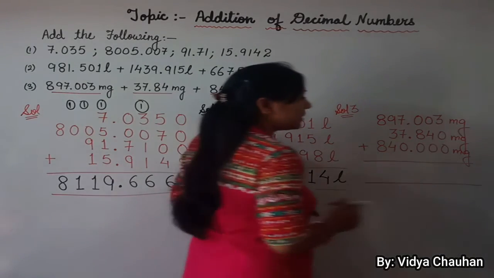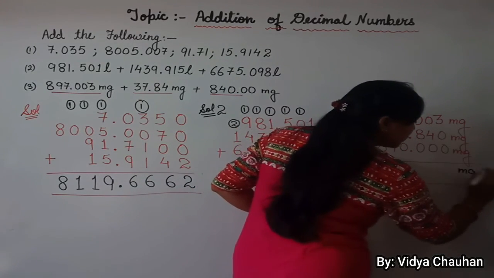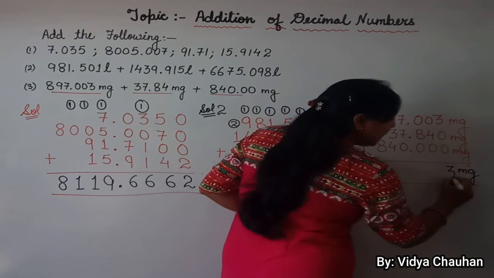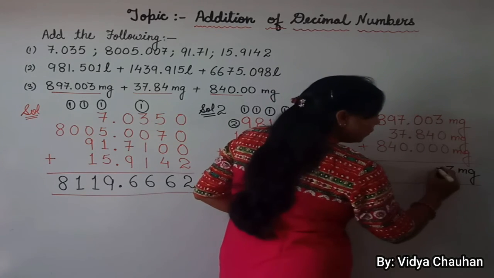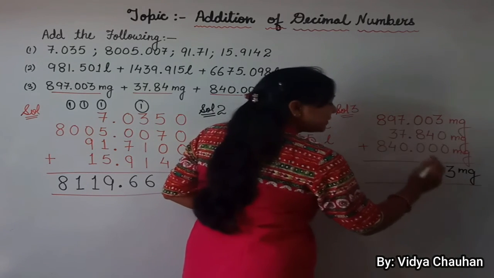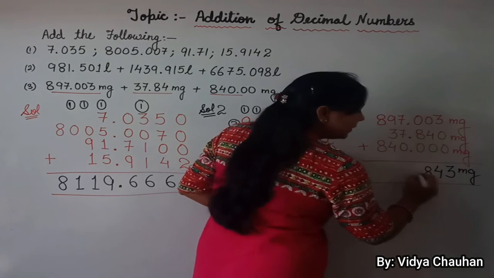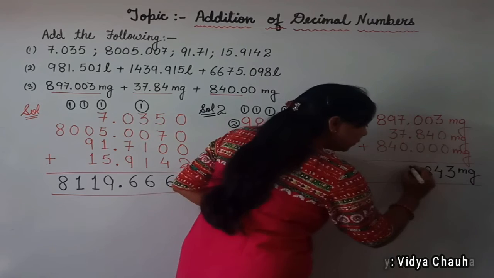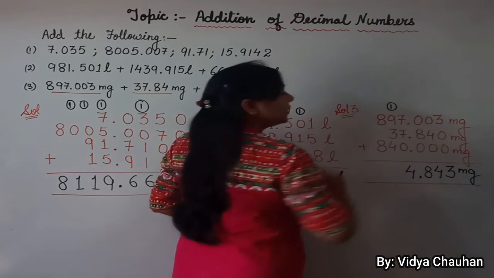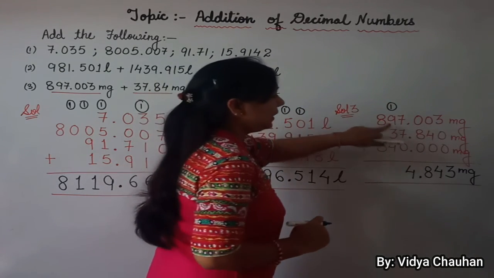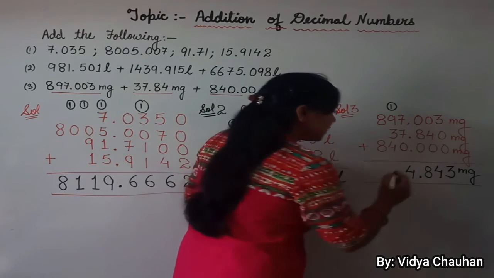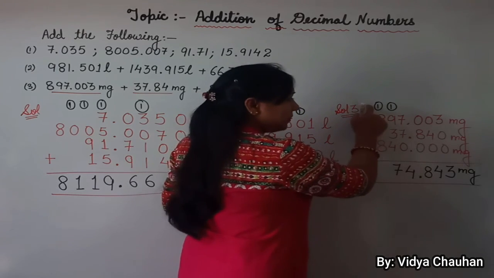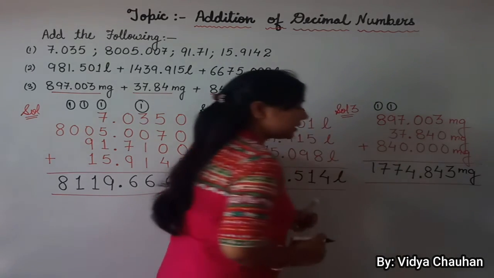So let's start adding the numbers here. First, the answer which we will get will be in milligrams only. Now 3 plus 0 plus 0, what will you get? 3. 0 plus 4 plus 0, 4. 0 plus 8 plus 0, 8. Done? Coming to the integral part. 7 plus 7, 14 plus 0, 14. So 4 here, 1 carry forward. 9 plus 1, 10. 10 plus 3, 13. 13 plus 4, 17. 1 carry forward. 8 plus 8, 16. Plus 1, 17. So what is the total answer?